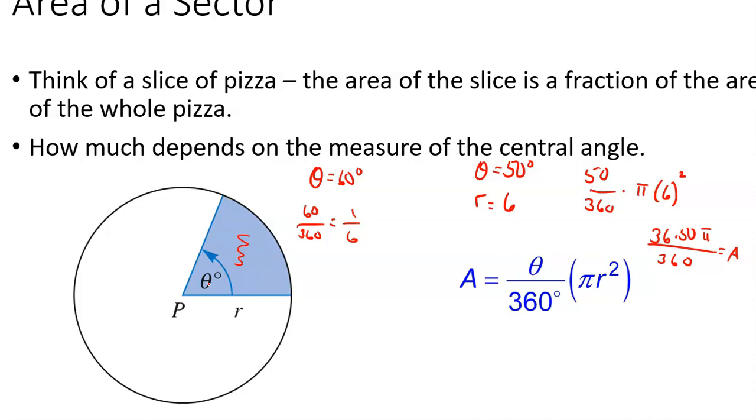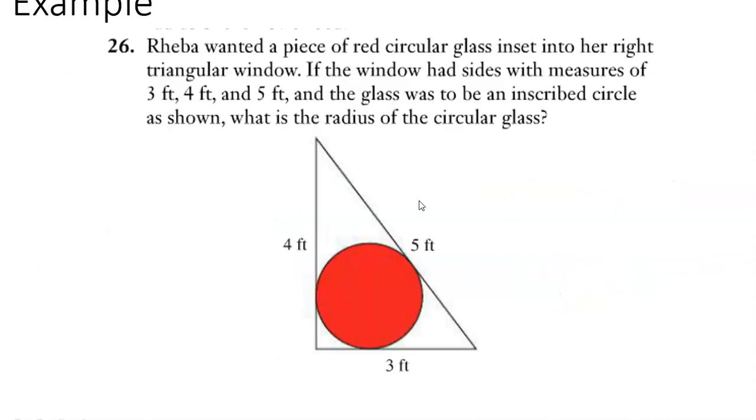All right, let's take a look at one more problem, and we are done. I thought this was kind of interesting. I think I stole it from your book. You've got a red circular glass inside of a right triangular window, and you want to know what the radius of that circular glass is.